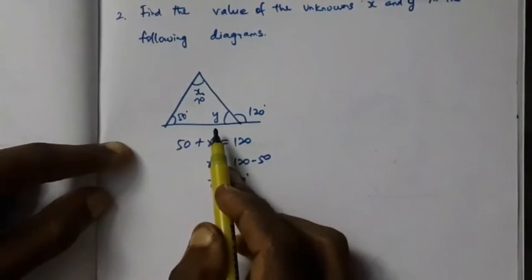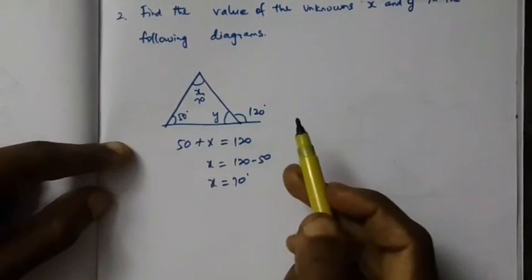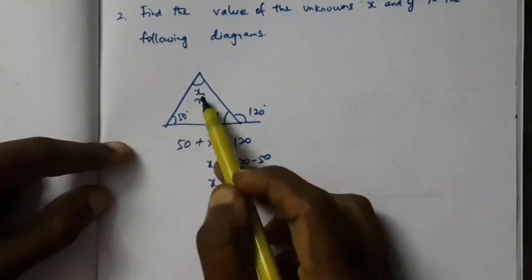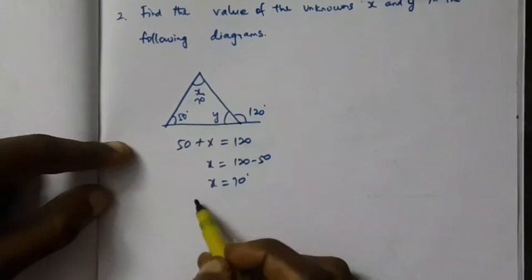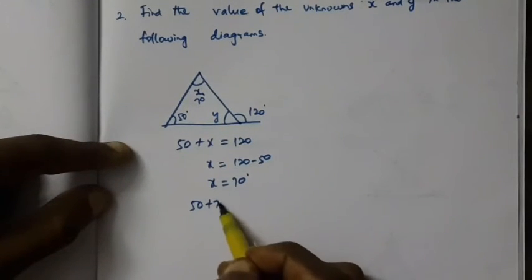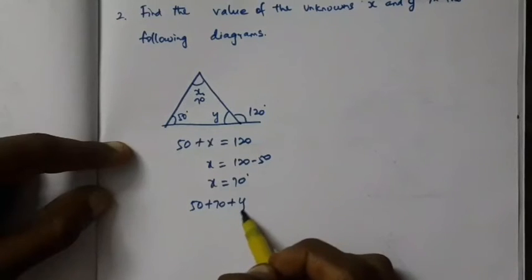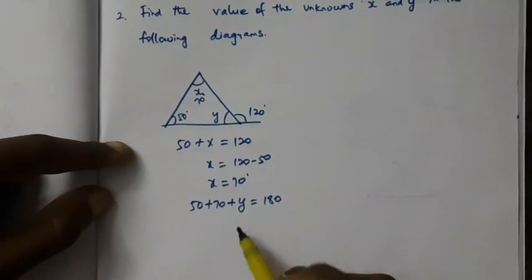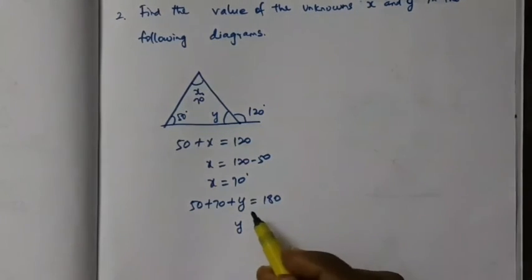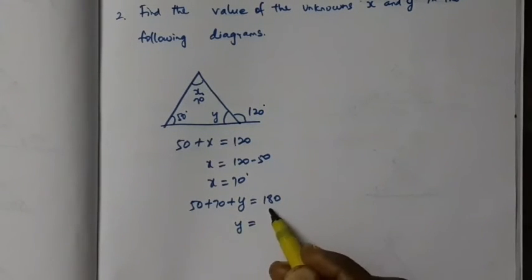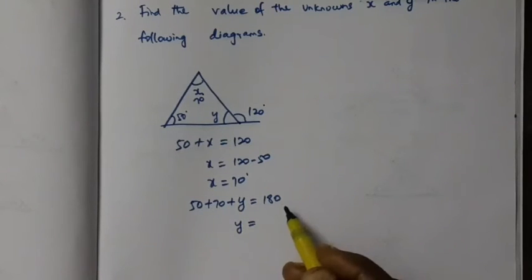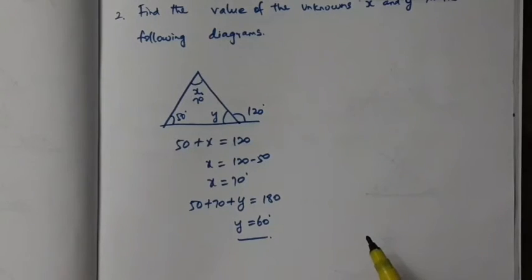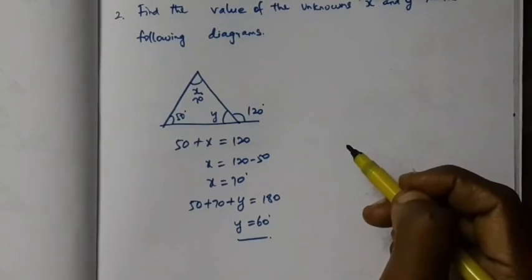Then how to find y? There are two ways we can find y. One thing is, you can say the sum of these three angles, 50 plus 70 plus y, will give 180. Okay, so y is equal to 180 minus 50, 130, minus 70, which is 60. This is one way.